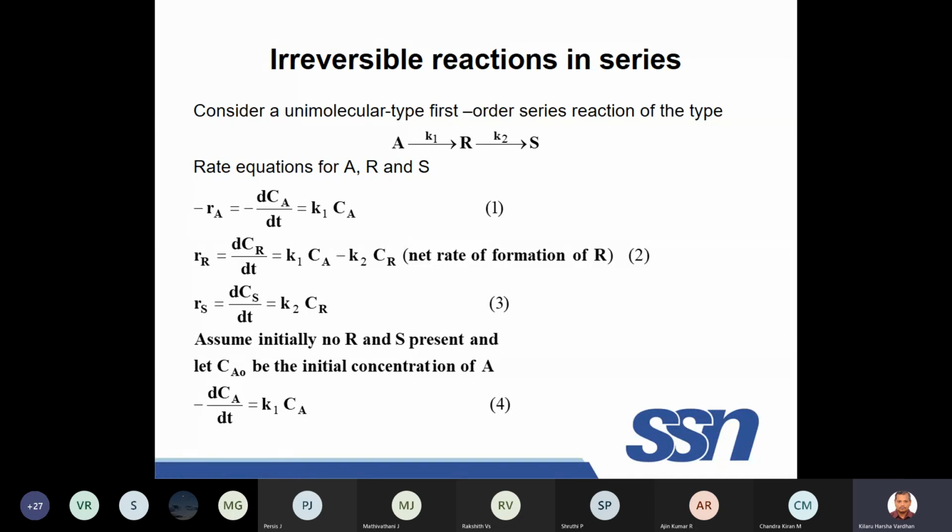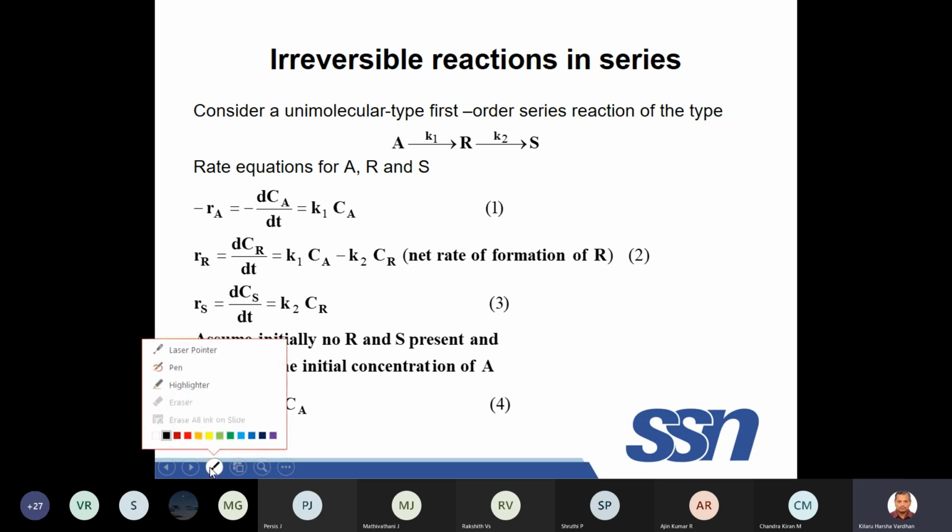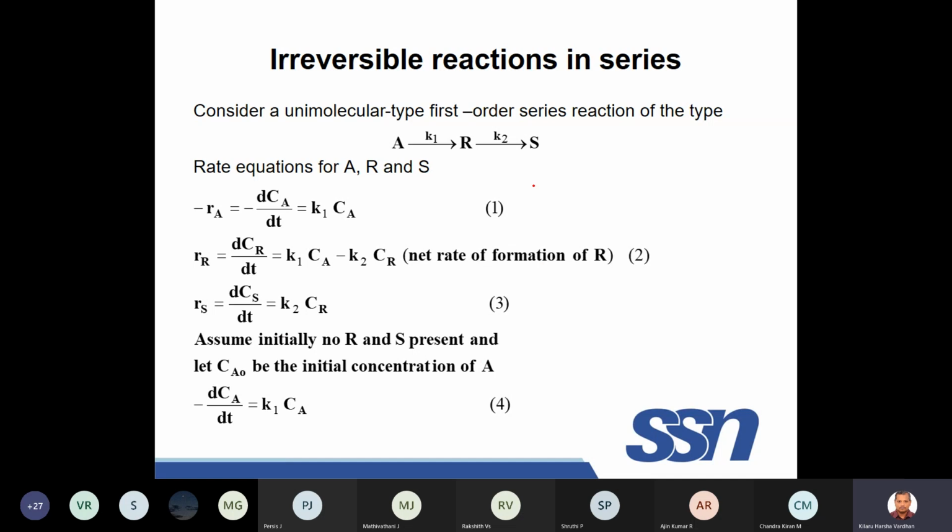So, welcome to this class. In the last class we were discussing the irreversible reactions in series. Here, one important thing we need to find out. Generally, if there is a series reaction like this, this is the desired product. So we need to find out how much is dCR max by dt.